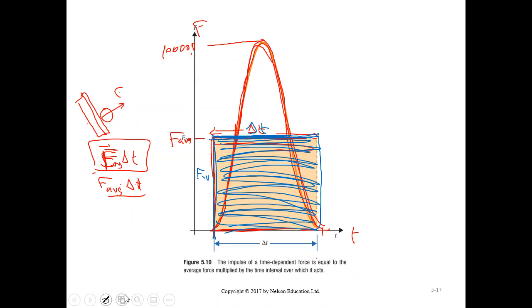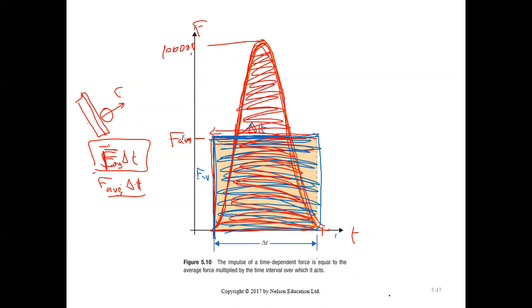But how do you know this is the correct average force? The trick is you choose the average force such that the blue area is equal to the area under the actual force, the red area. The actual impulse must be the area under the actual force. This is the actual force, a varying force. So you choose the average force such that the area from the average force, the blue area, is equal in magnitude to the red area, which is the real force. I hope you get the point. Eileen, Kazi, is that clear? Can I move on?